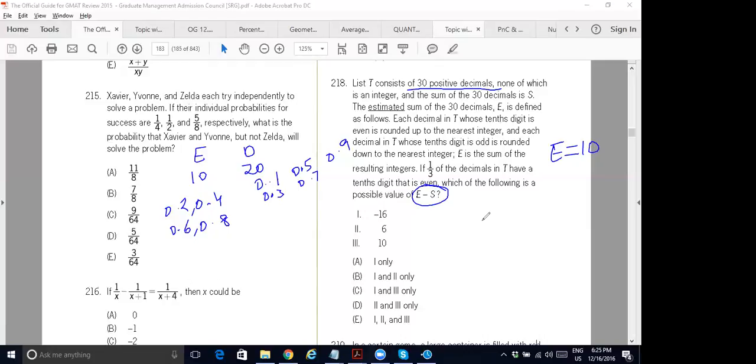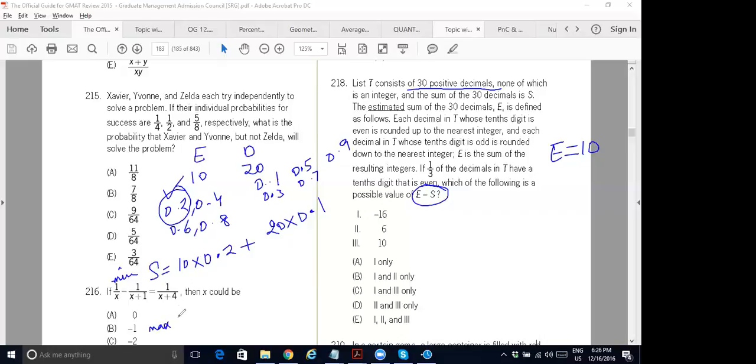Other than that, we cannot do anything. With S, it's going to be a process, no? So what is the minimum possible value of S? We consider 10 even tens to be 0.2, and we will consider 20 odd tens to be 0.1. This way we will find the minimum value of S.